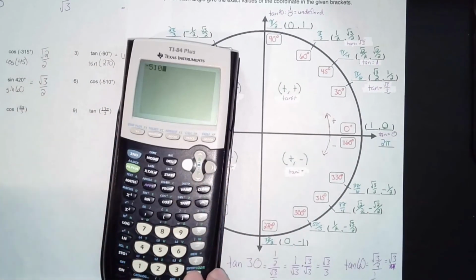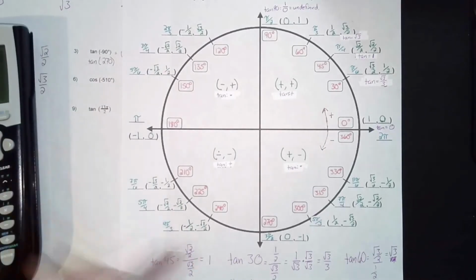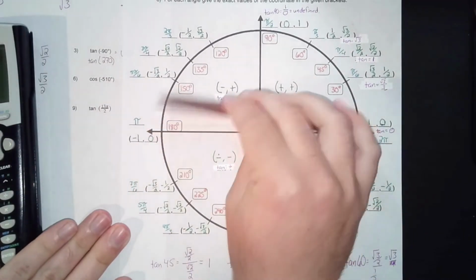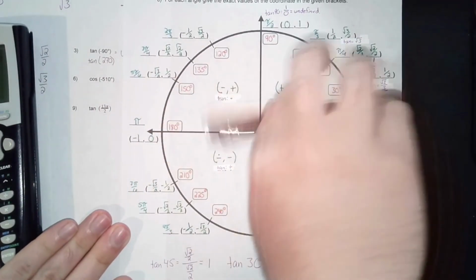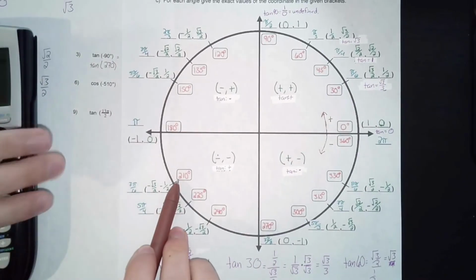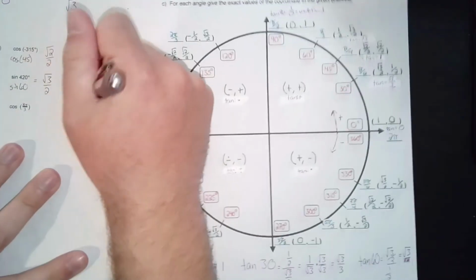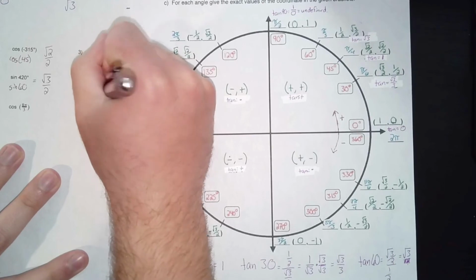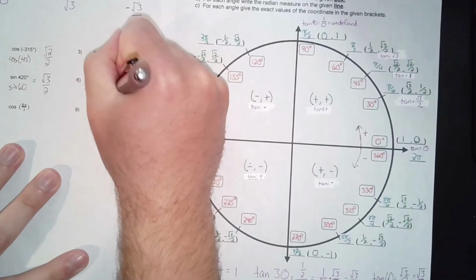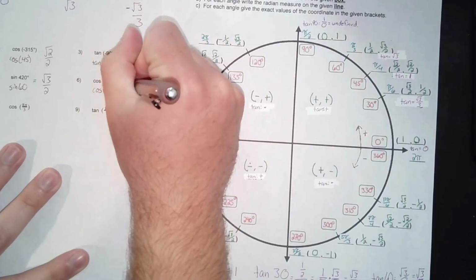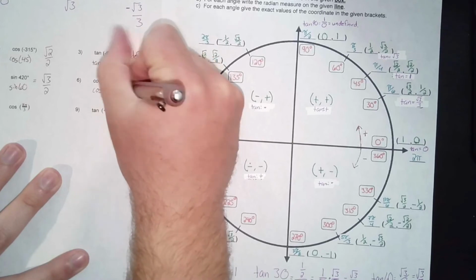Negative 510. Okay, I'm going to say I did 360 degrees, so I'm going to add it. It gives me negative 150. So I can go to 150 here. That's really just one less than going halfway. So if I go the negative direction, I'm going to be here at 210. So I'm going to say that my cosine here is actually at 210, which is going to be a negative square root of 3 over 2.